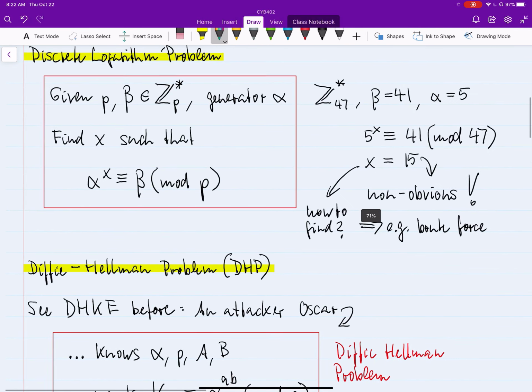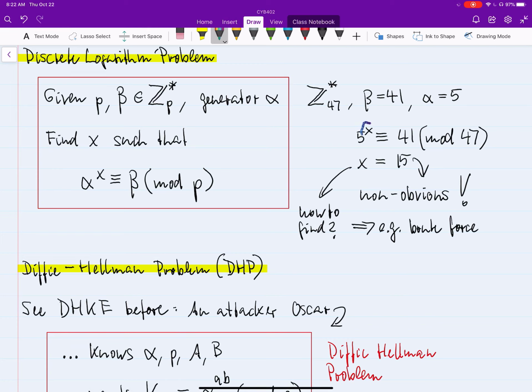The question really is to find the x, and this is what we try to do. In this case, brute force could lead us to find x to be 15. So the problem is how to find that x. It's not obvious, given beta 41, that the solution is 15. And so far, the only way to solve this is through brute force.